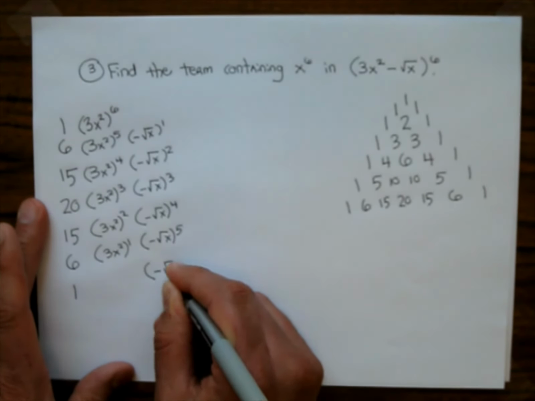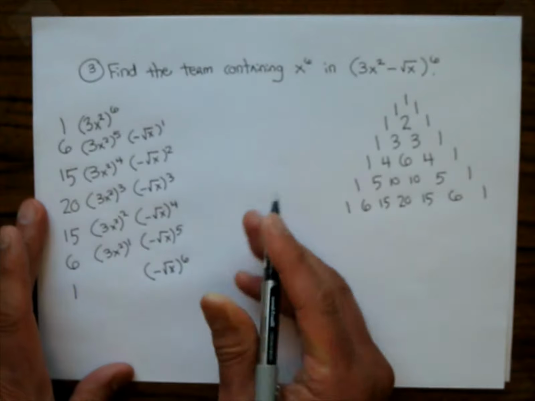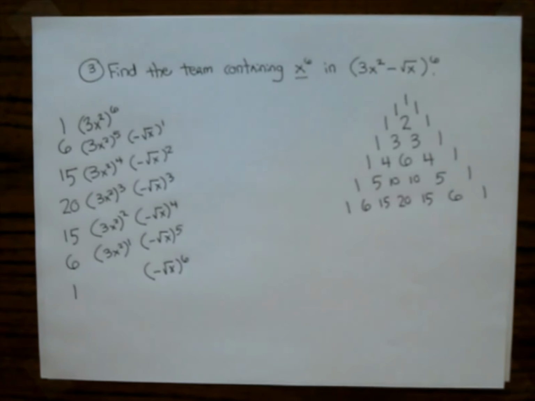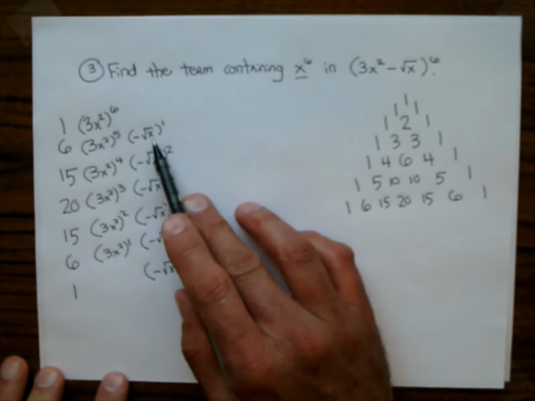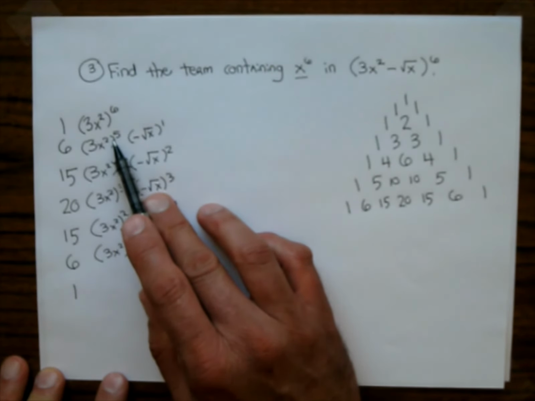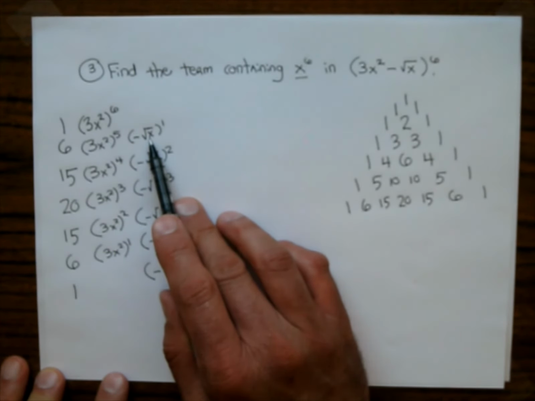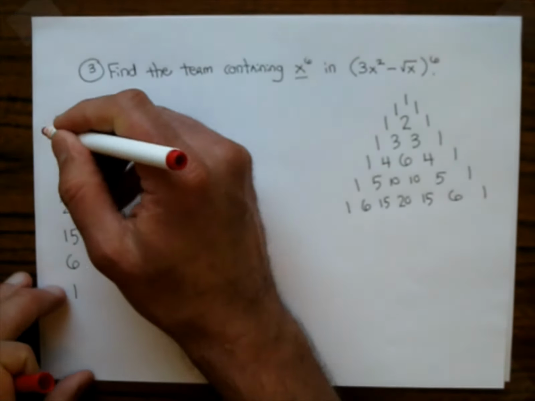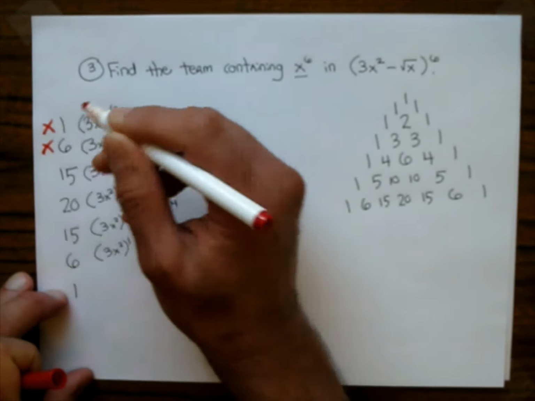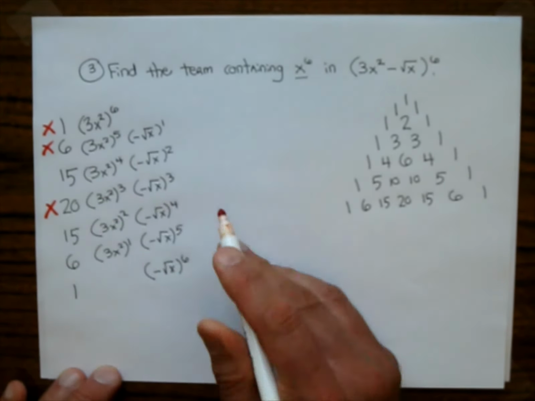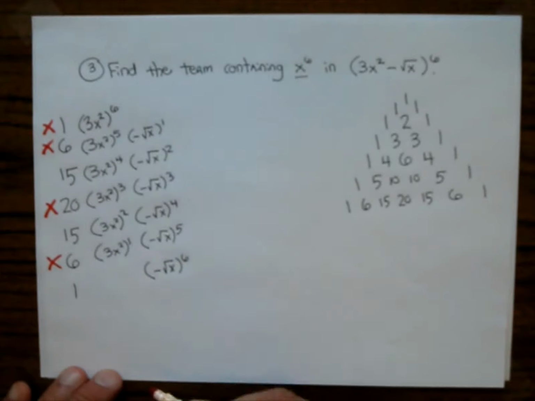And if you've done enough of these, you might not have to write all these out to find the term containing x to the 6th. Well, first of all, this right here, when you multiply it out, it's going to be x to the 10th times root x, which is not an x to the 6th. So we can rule out the first one and any one where the square root is to an odd power, because it's not going to give us a nice answer.